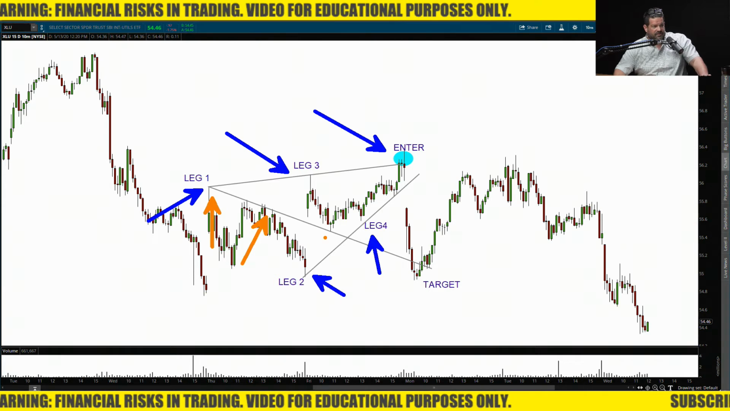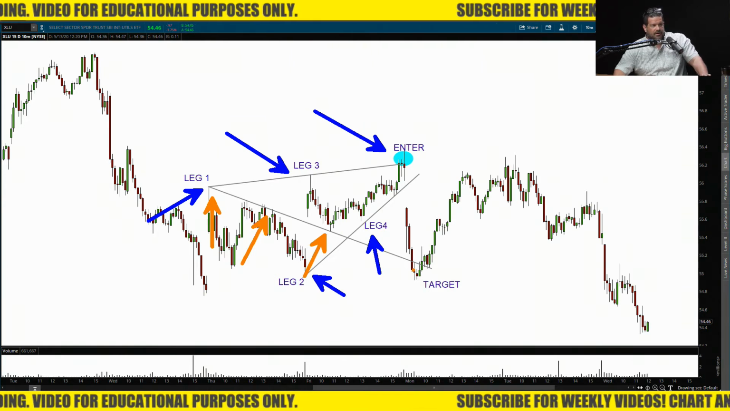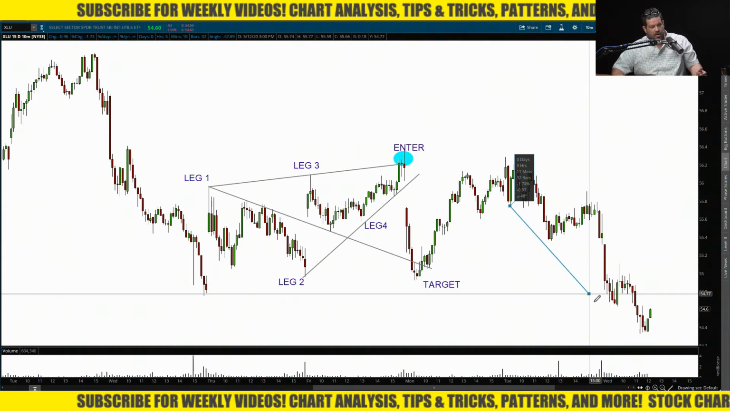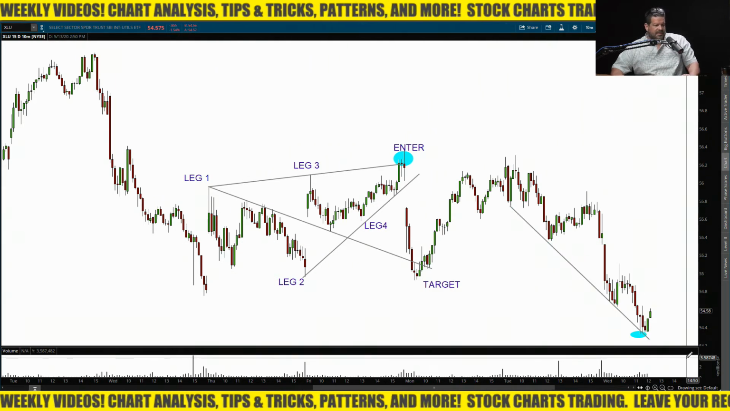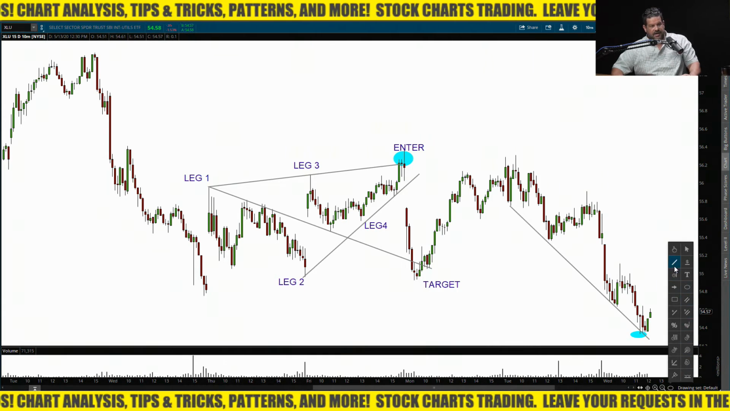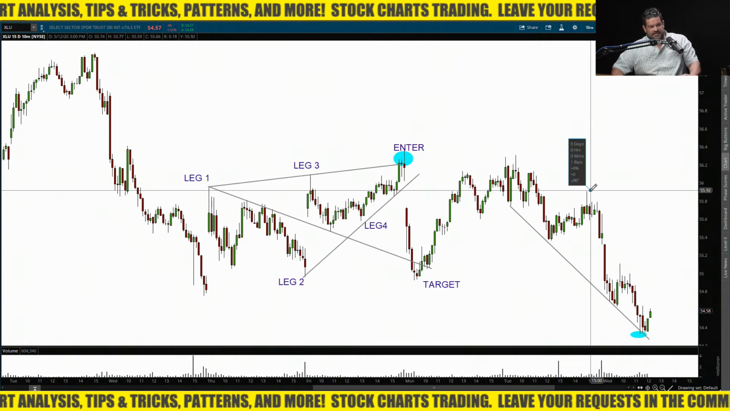Then you use your support and resistance levels that gives you your target. And this pattern happens all the time. Right now we have a low here, we have a lower low, we have a lower low. You can see prices broke out right here at the bottom.